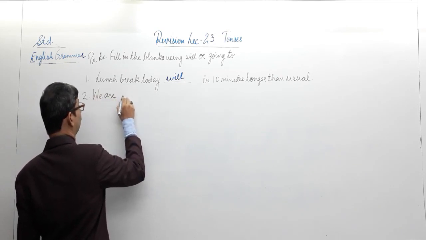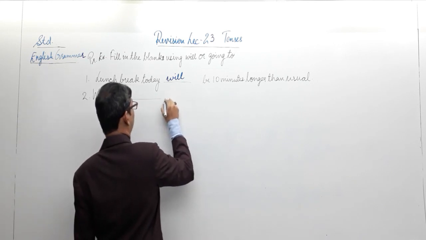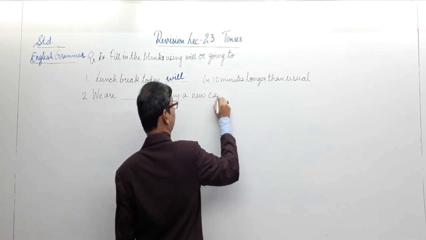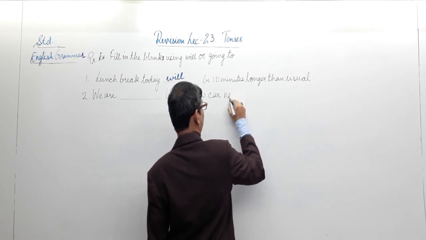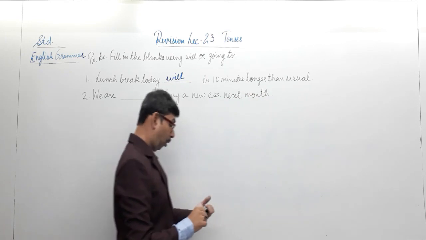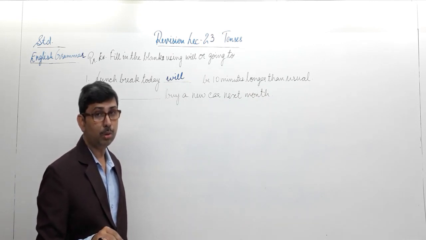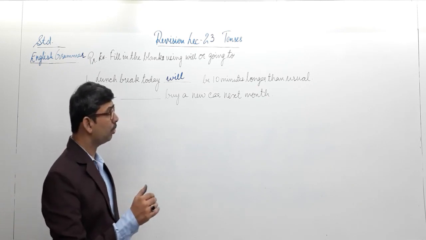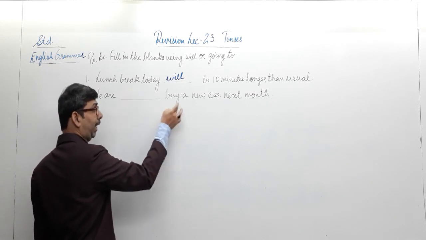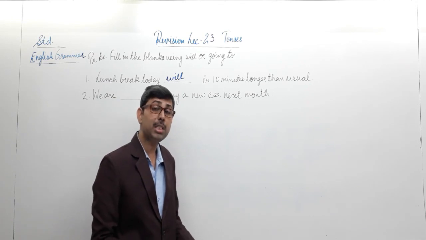We are dash by a new car next month. So, what is the idea being conveyed over here? You are expressing a possibility, a probability, or you are expressing your plan, isn't it? That we are going to buy a new car next month. You already planned about it. So you are just expressing your plan.